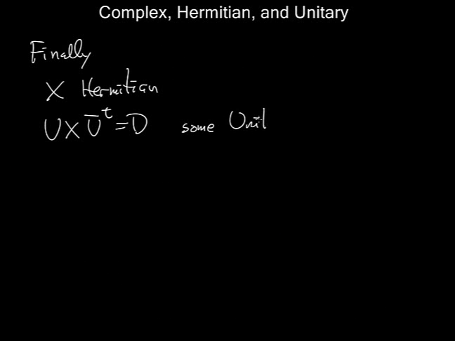All right, finally, let's look at the last property. I'm claiming if you have a Hermitian matrix, then you can write U X U bar transpose is D for some unitary matrix U. Or equivalently, I can write X as U D U bar transpose. Why is that? This looks familiar, this kind of thing. And this is actually quite easy.